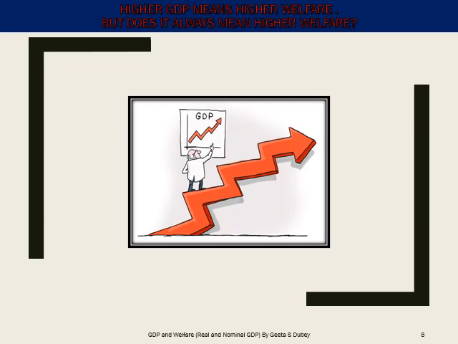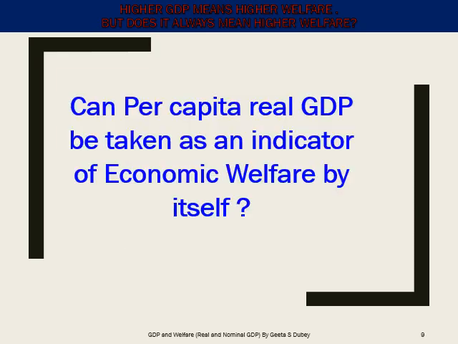A higher GDP, of course, indicates a higher welfare, as it means higher availability of goods and services per person. It means an increase in the level of output, other things remaining constant. But does it always mean a higher welfare? There are some limitations related to the positive relationship between GDP and welfare. A higher GDP indicates higher economic welfare, but by itself is not an adequate indicator. Not all the time does an increase in real GDP lead to an increase in social welfare.